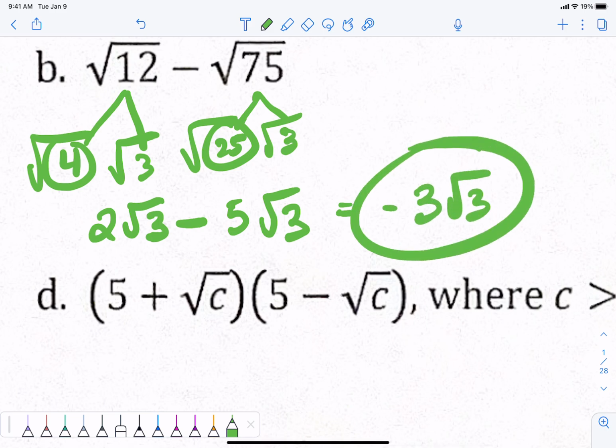It's just like adding x's together, right? 2 minus 5 is negative 3. Make sense? Happy with this? The square roots have to be the same for adding and subtracting. So you couldn't take 2 square roots of 4 and 5 square roots of 3 and put those together. They have to have the same radicand, right?